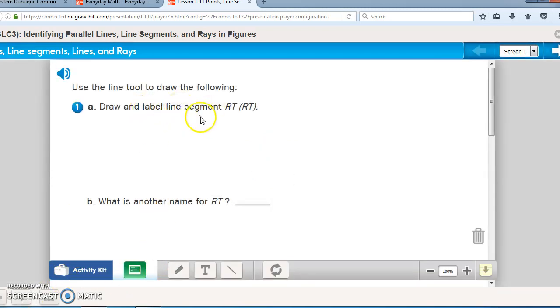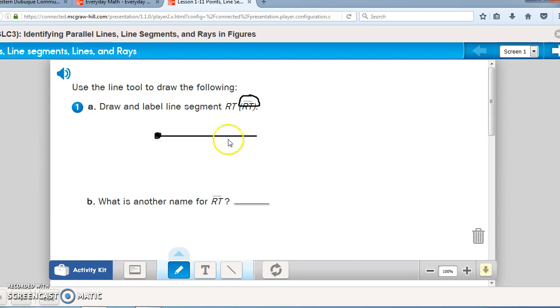So draw and label line segment RT. Remember, it's not going to always give you this. You need to make sure that when you see this up top, you know that means line segment. Hopefully you got out a straight edge or a ruler and drew a completely perfectly straight line. You put your endpoints on the ends, since it's a line segment, and you labeled them R, T. So what is another name for line segment RT? Well, line segment TR.